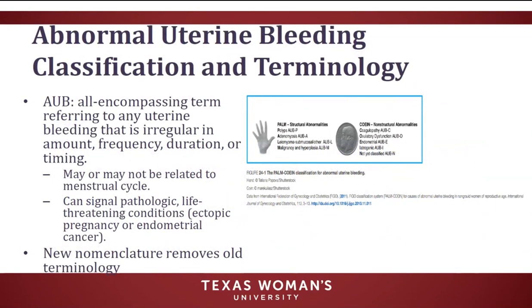So here are some classifications and terminology for abnormal bleeding. Again, there's the definition right there on the side. It may or may not be related to the menstrual cycle, and that's something that you really want to keep in mind. We can have just physiologic issues of something that's going on, but typically there's some sort of pathology behind abnormal uterine bleeding, and it's our job to figure that out.